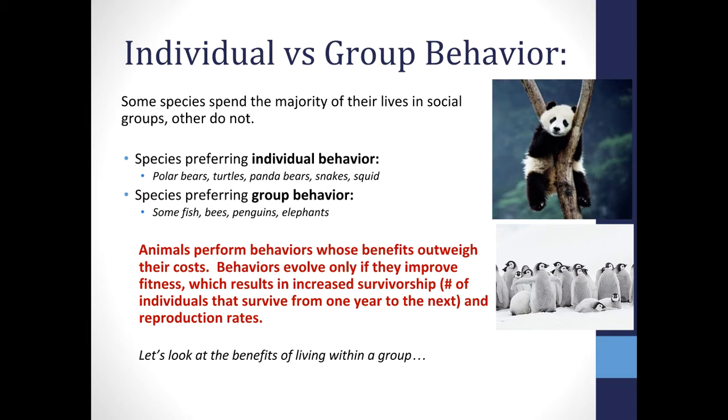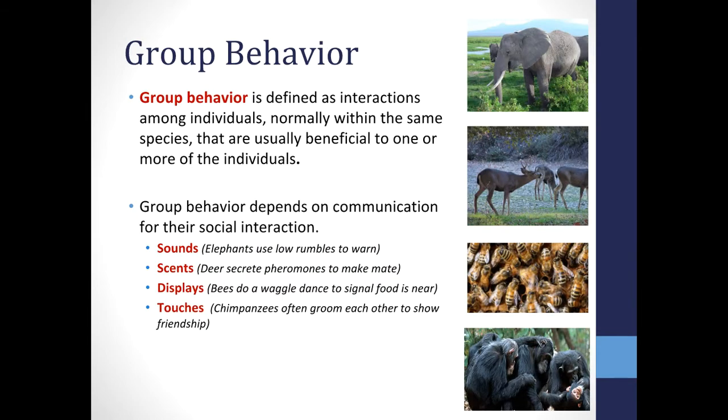Let's look at the benefits of living with a group. So group behavior is defined as interactions among individuals, normally within the same species, that are usually beneficial to one or more of the individuals. So there has to be a benefit of some kind. Group behavior depends on communication for their social interactions. So here we have the different types of communications.